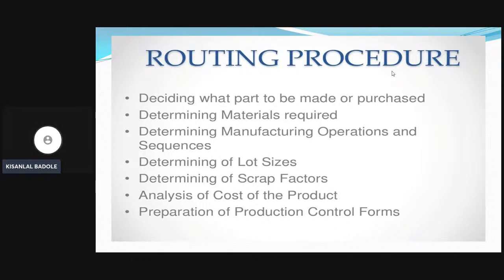Also, depending on the conditions in which the manufactured product will be used, on this basis we select the particular material, as well as determine the manufacturing operations and the sequence. Whatever manufacturing operations there are, they must be sequential. Then determine the lot size, which may be large, medium or small, depending on what we are manufacturing, and determine the scrap factor. You must determine how much scrap factor there will be.